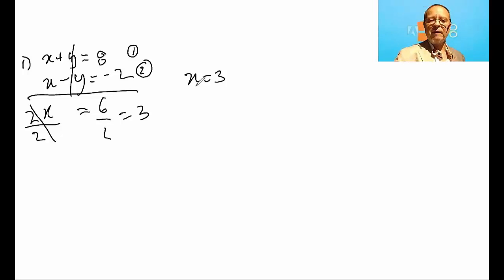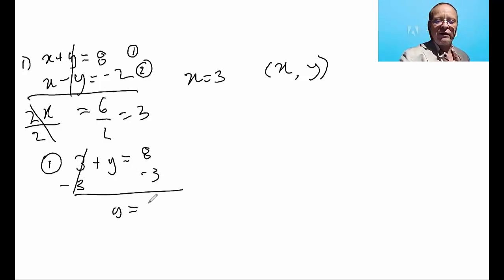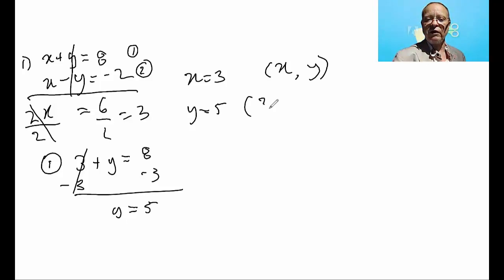Because remember, we're talking about a coordinate x, y, where they intersect. And that means where these two equations have that coordinate in common. So now I'm going to take, let's say, equation number 1, and plug in x is equal to 3. So I get 3 plus y is equal to 8, then minus 3, and that means that y is equal to 5. So y is equal to 5, and the coordinate is 3, 5.